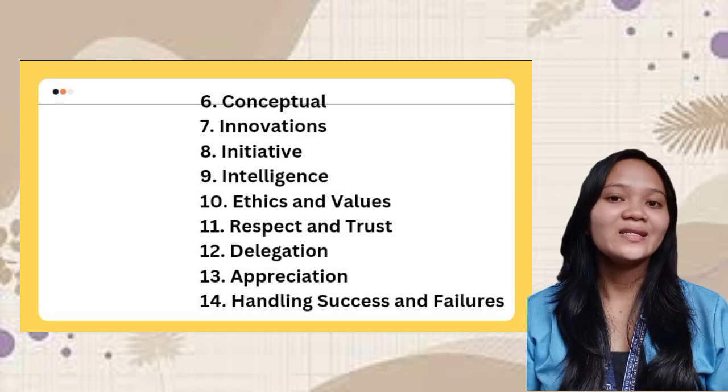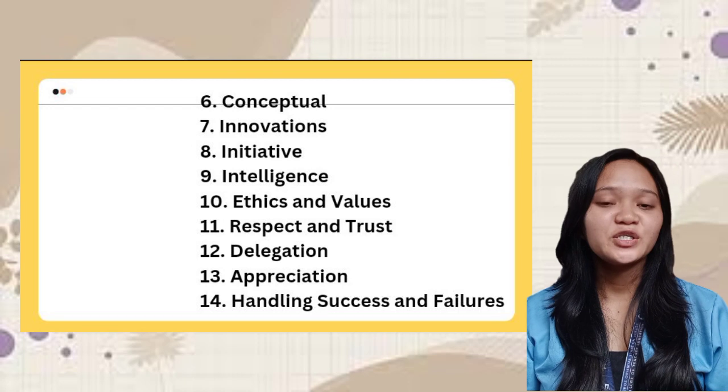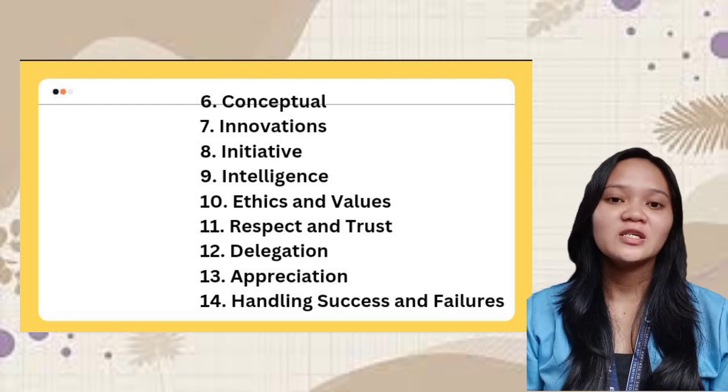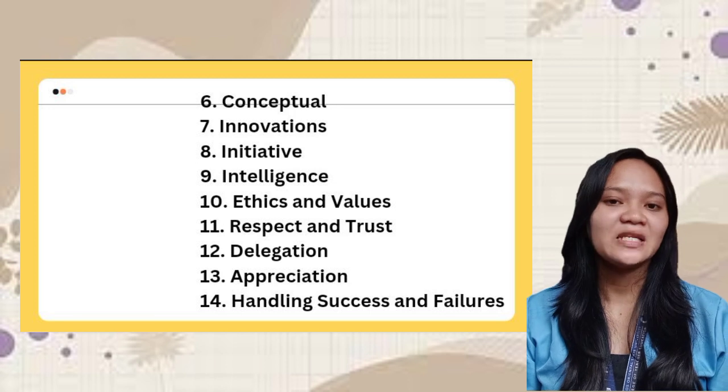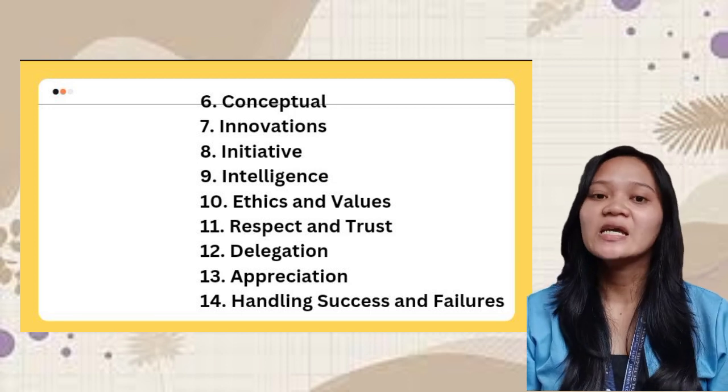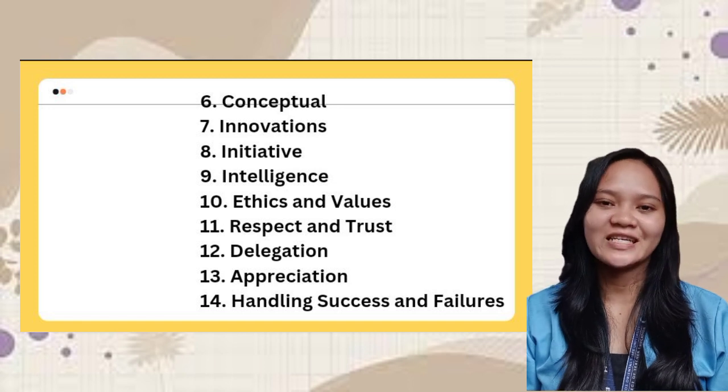The tenth one is ethics and values. Leadership effectiveness also involves ethics and values. There shouldn't be any kind of cheating and manipulations. It is important to have honesty, integrity, compassion, and courage among the leaders.